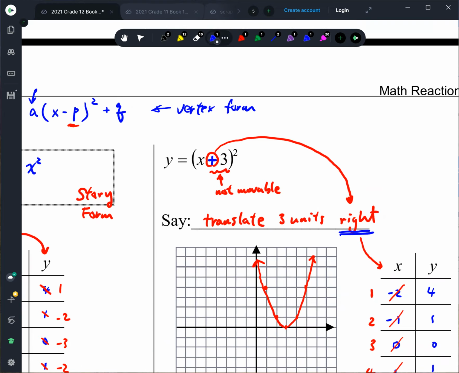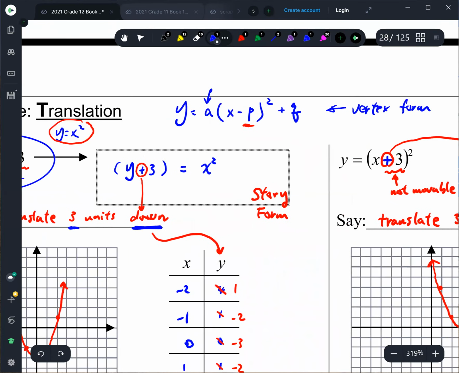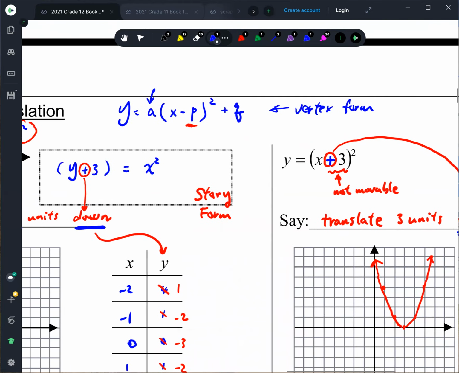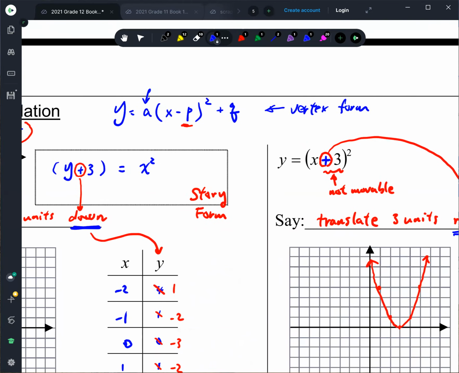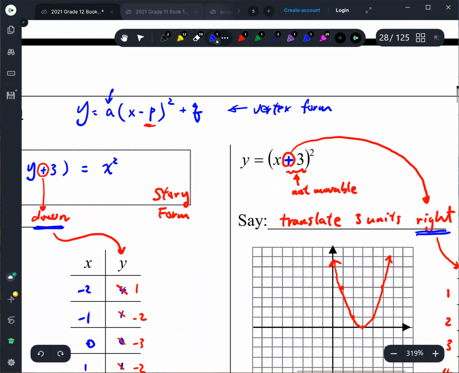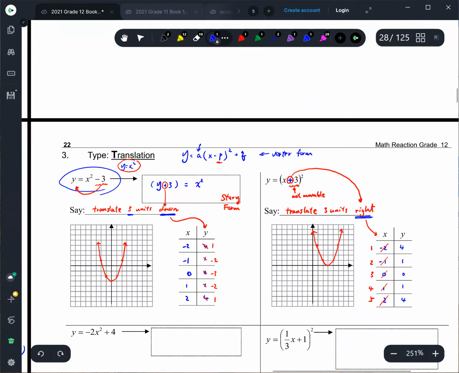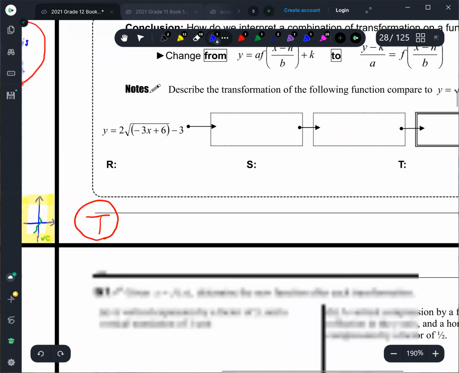Translate left. Yeah, then it will be moving to the left, right? So if you see a plus, it will be either moving to the left or moving downwards, depending on whether it is with the x or y. Okay, x plus will be left, y plus will be down. So plus means either left or down, right? So let's write that down.